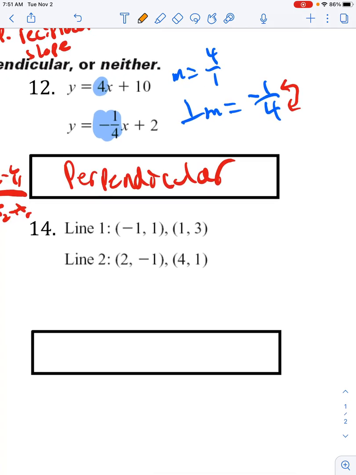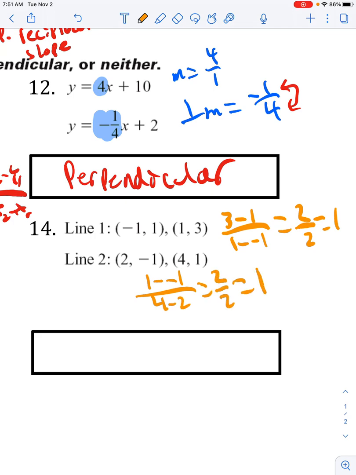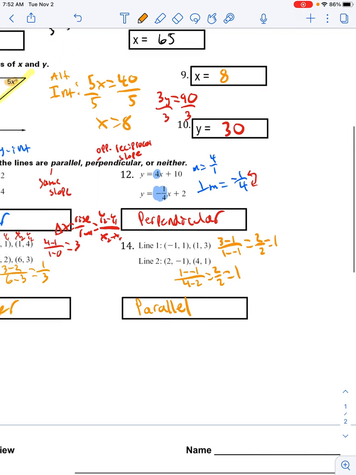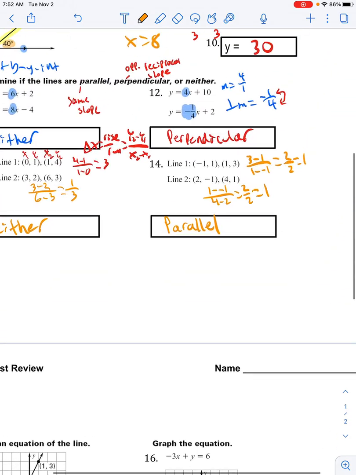Keep going, let's take a look at line 1. Okay, 3 minus 1 over 1 minus negative 1, 2 over 2, which is really just 1. 1 minus negative 1 over 4 minus 2, 2 over 2, which equals 1. I've got the same exact slopes, so I would say that these are parallel.